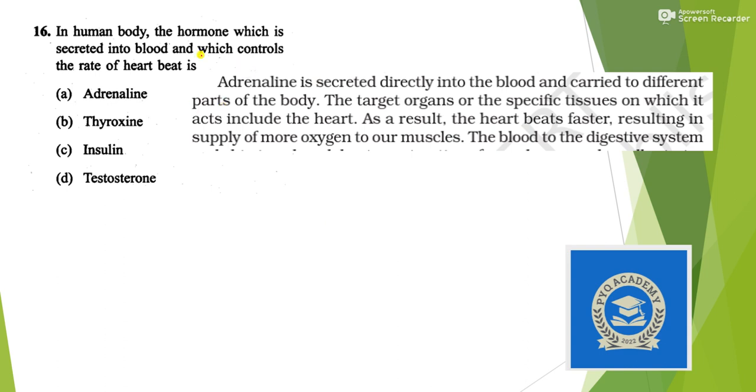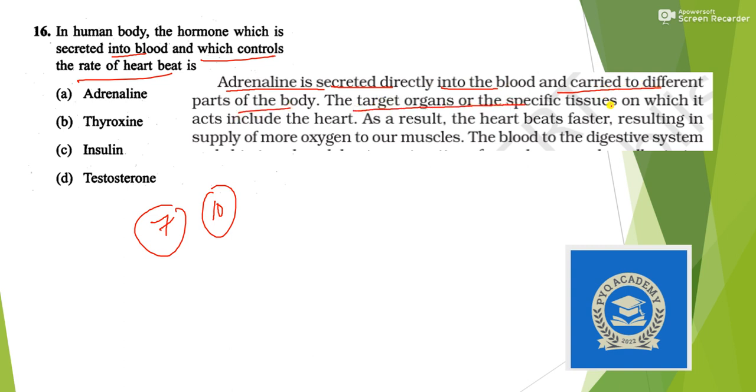Now, in the human body, which hormone is secreted into blood and controls the rate of heartbeat? This is from chapter 7 of class 10, control and coordination, where details about different hormones are given, and in one para it is given that adrenaline is secreted directly into blood and carried to different parts of the body. The target organs are specific tissues, which include the heart also. So heartbeat depends upon the adrenaline gland. So the answer is option A.